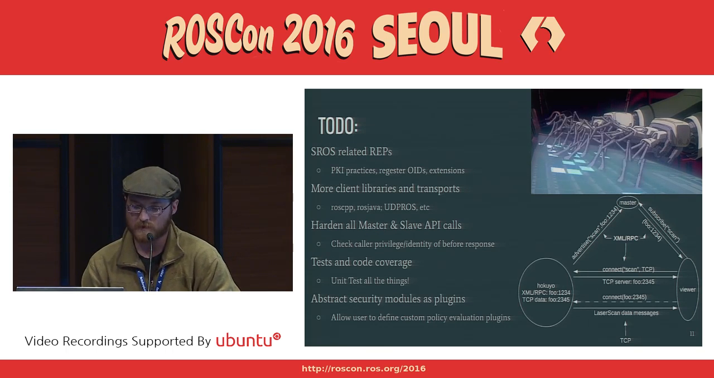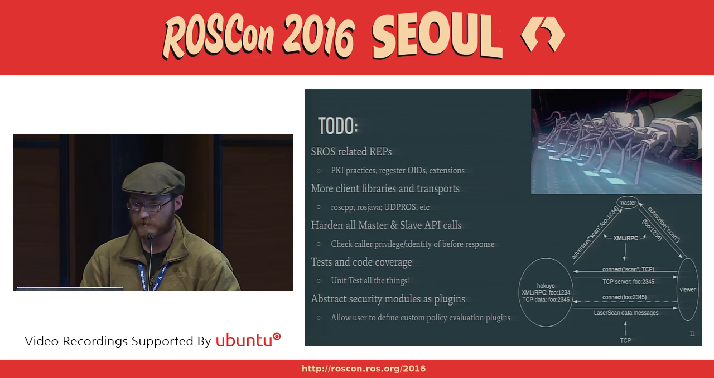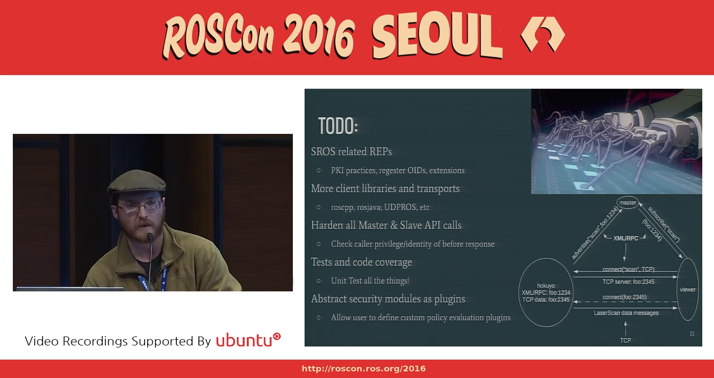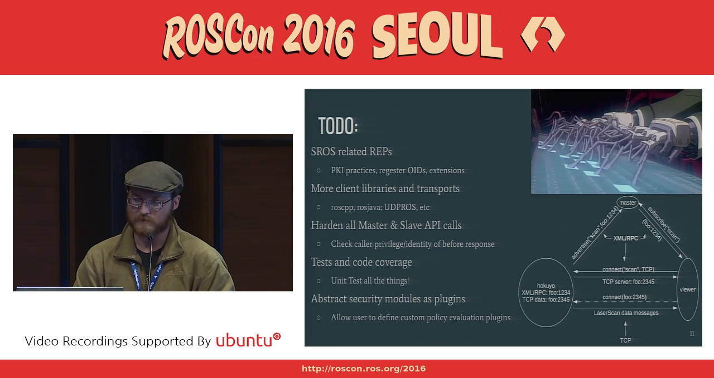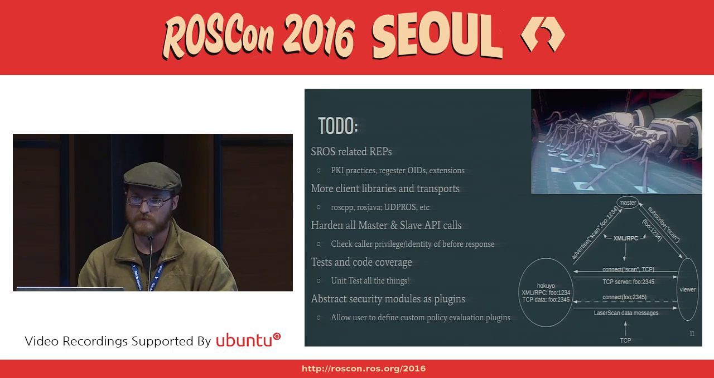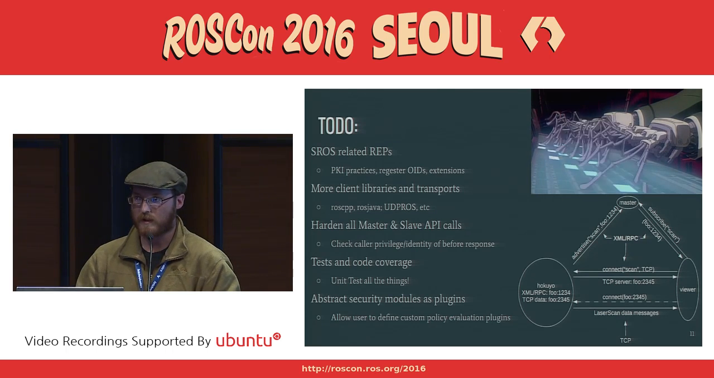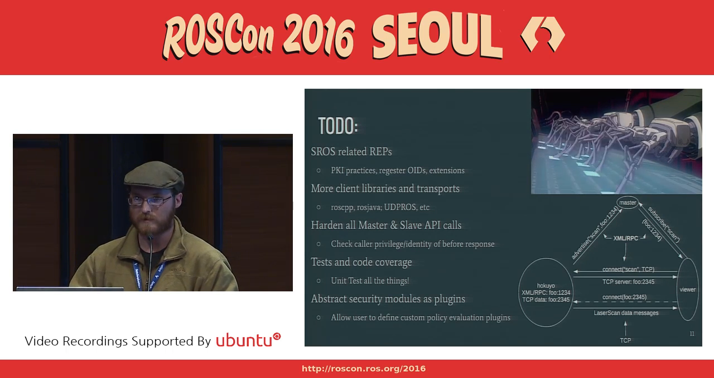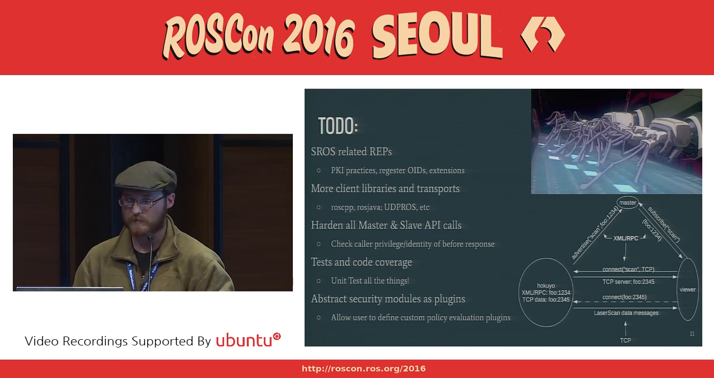Unit test coverage: unit test all the things that need to be done. Abstracting security modules and plugins. This is what I've done a little bit already. If you have a different schema of auto-generating certificates or enforcing policies, you can define that in the certificates you generate, and then you have a logical plugin to evaluate that during runtime to see whether a node you're connecting to has access to this particular event it's requesting.